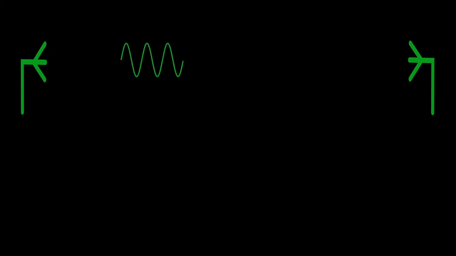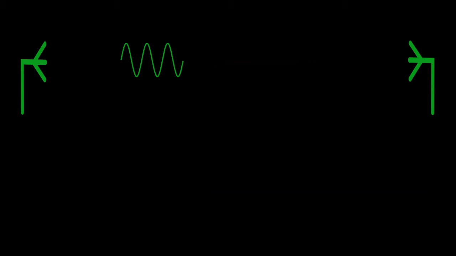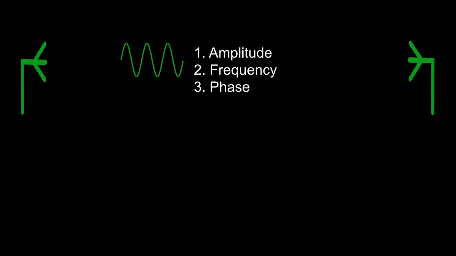Storing information is equivalent to changing a property of something. For example, cavemen used to store information by scribbling on rocks, which in effect is changing the property of the rocks. Similarly, in wireless communication, we change the property of a signal to encode the information. There are mainly three properties of a signal: amplitude, frequency, and phase.